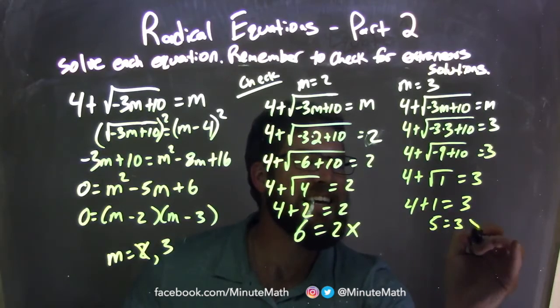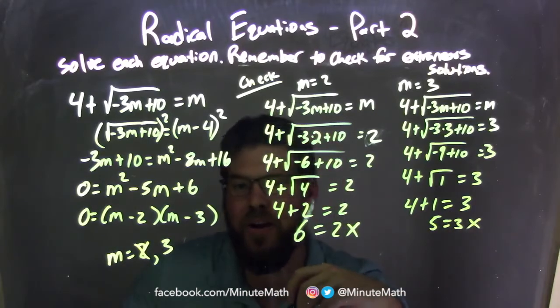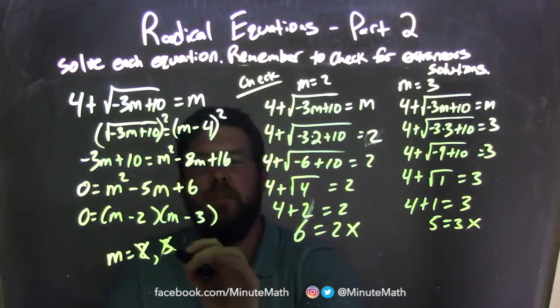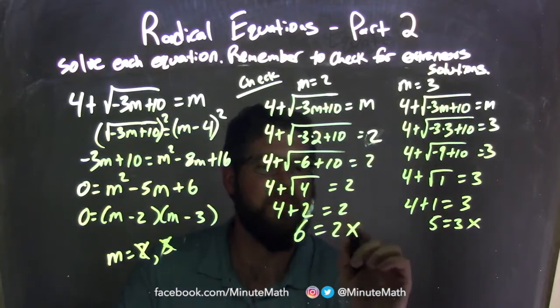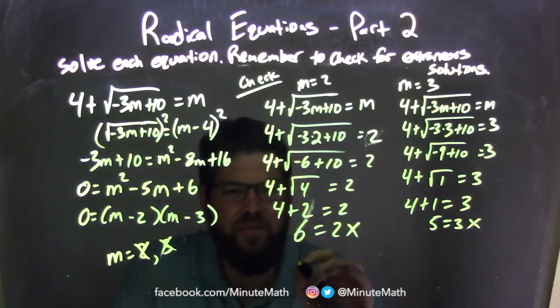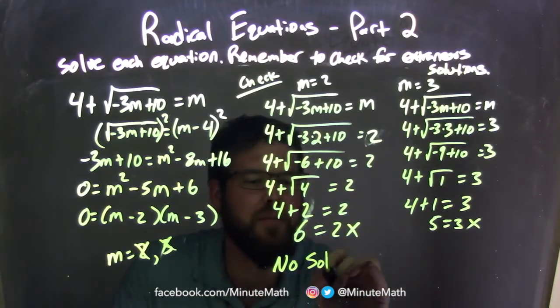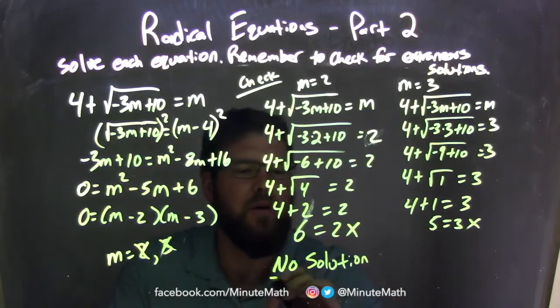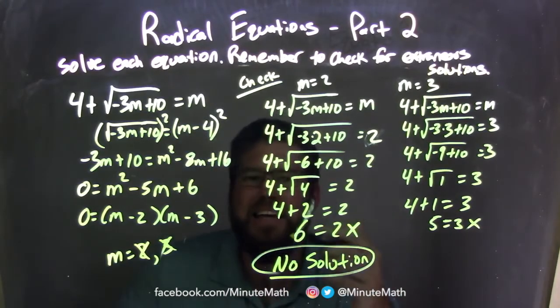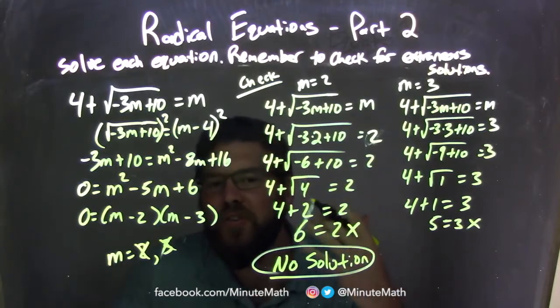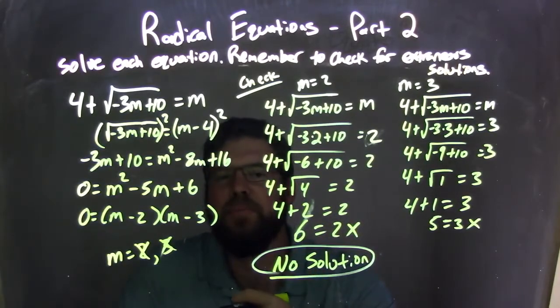5 equals 3. Again, they're not equal. Left and right are not equal. So both of these are extraneous solutions, right? They don't work, and so we actually have no solution here. There is no solution. Neither one works, and so this equation actually has no solution.